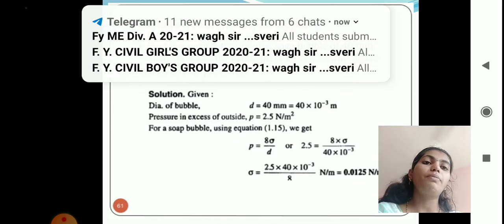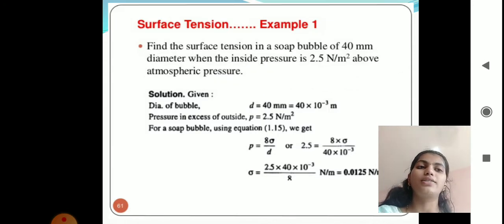Pressure is 2.5 Newton per meter square. Our formula for the bubble is P equals 4 sigma s divided by r. Here the diameter is given, so we consider the radius, and the pressure is 2.5, so 2.5 equals 4 sigma divided by 40 into 10 raised to minus 3. After all the calculations, the final answer of the problem is 0.0125 Newton per meter.